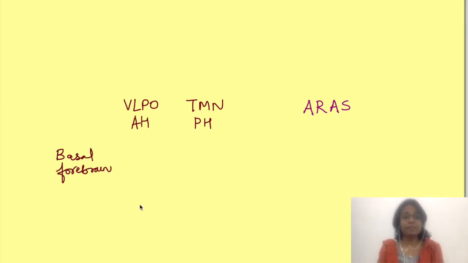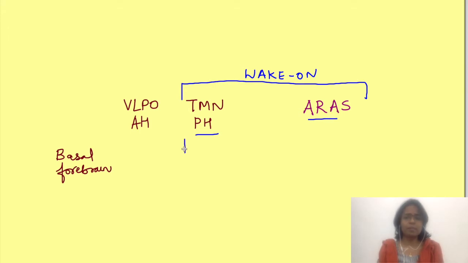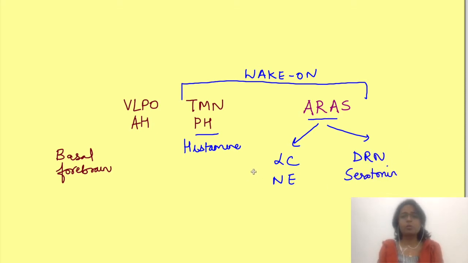Now these areas have different types of neurons in terms of which neurotransmitter they release and in which arousal state they are active. The ascending reticular activating system and the posterior hypothalamus have wake-on neurons, that is, they are active during the awake state. The posterior hypothalamus has histaminergic neurons, and in the RAS there are two areas. One is the locus coeruleus with norepinephrinergic neurons and the other is the dorsal raphe nucleus which has serotonergic neurons. So all these are wake-on neurons and we can call these wake-promoting areas.